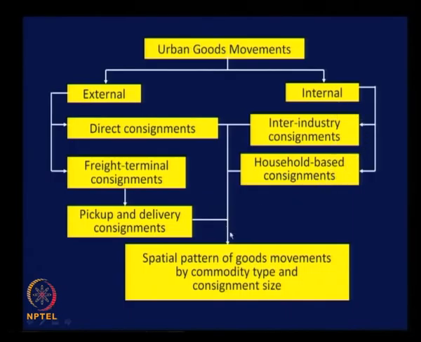So all these movements together produce spatial pattern of goods movements by commodity type and consignment size. That is what we see on our roads. Is it agreeable? So this is one approach of taking an overview of the whole situation and trying to segregate the movements based on the pattern of movement and finally trying to understand the traffic flow, goods movement in city road network, even though in terms of percentage of vehicles the goods traffic may constitute what percentage?